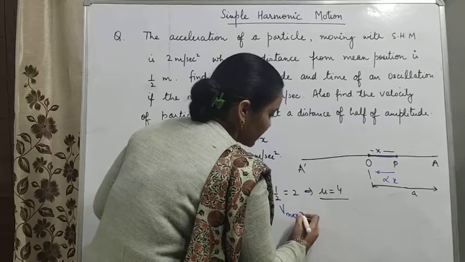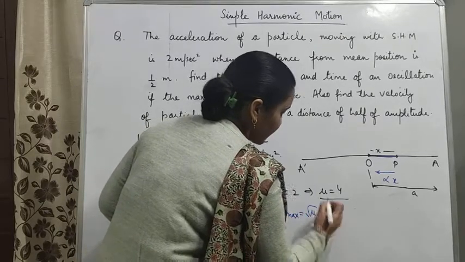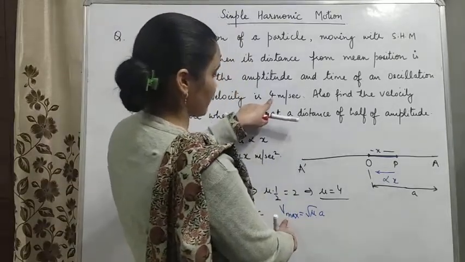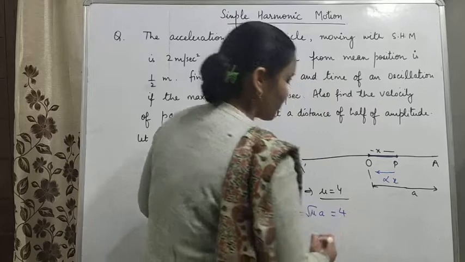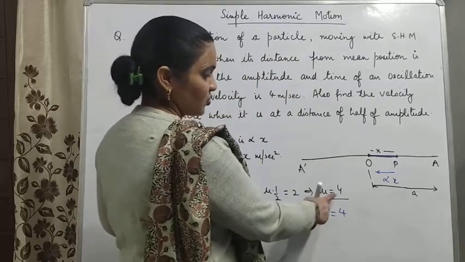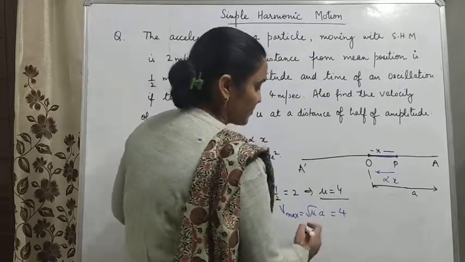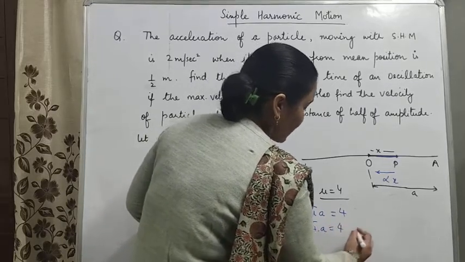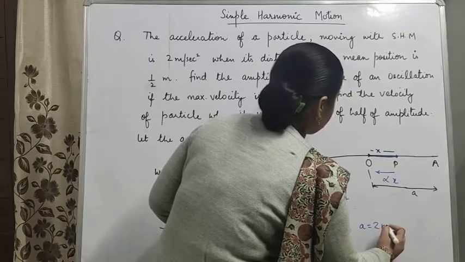V maximum is equal to under the root mu times a. How much is given? 4 meter per second. So under root mu is 4. So what is amplitude? It is under root 4 into a is equal to 4. So amplitude is 2 meters.